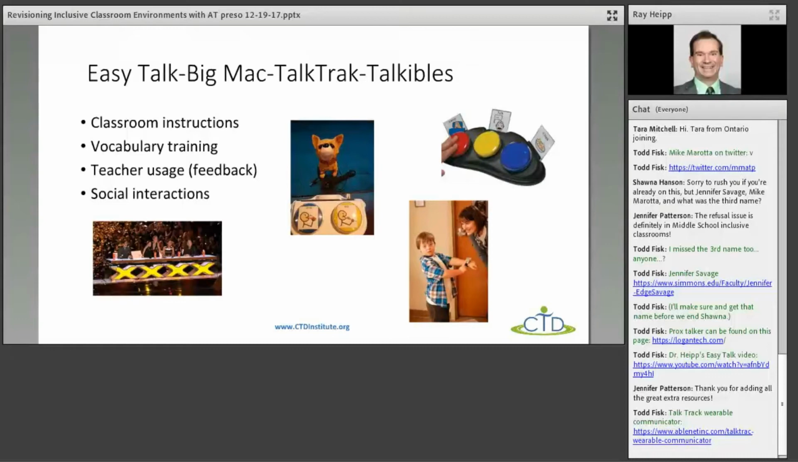Even at the middle school level, they would not be sitting there making fun of their peers. Why? Because in their minds, it's a smartwatch. The neatest way I've seen the talk track used, and again, if you do have some of these, please feel free to use it this way, is with social interactions. So you can program things on it like, hi, my name is, what's your name? Would you like to play? And that's important for all of our kids.